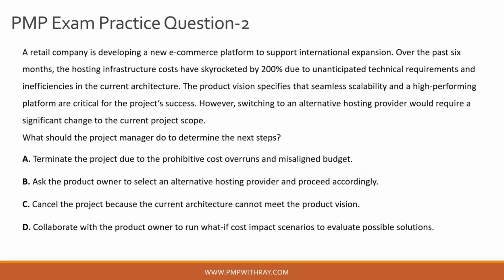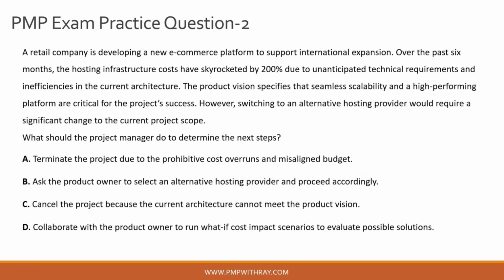So in this scenario, the project manager is faced with a critical challenge, right? The cost per user story has increased significantly due to a faulty platform that is no longer supported. Now, complicating matters further, the product vision specifies that unique features of the platform are essential for the product's success. So the question asks what the project manager should do to determine the next steps, focusing on aligning the project's objectives with realistic constraints as has been presented in this scenario.